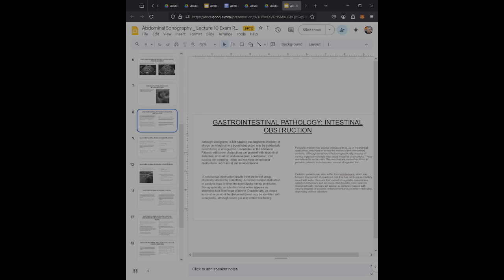Although sonography is not typically the diagnostic modality of choice for intestinal obstruction, a mechanical obstruction of the bowel can be viewed at sonography. Here we see distended fluid-filled loops of bowel, and an abrupt termination point of the distended bowel may be identified. There is increased peristaltic motion with to-and-fro movement of intraluminal contents.